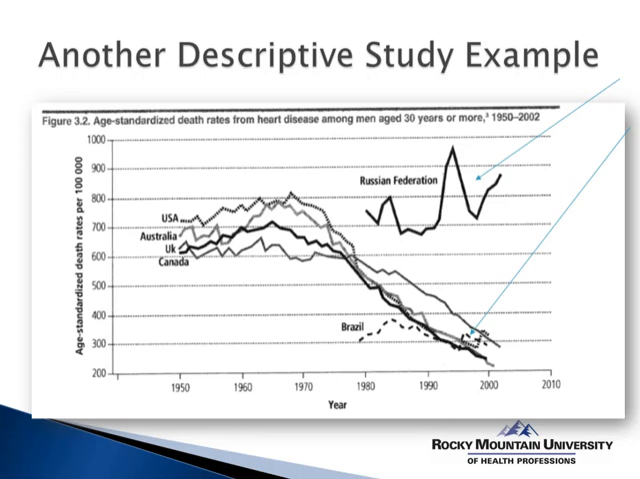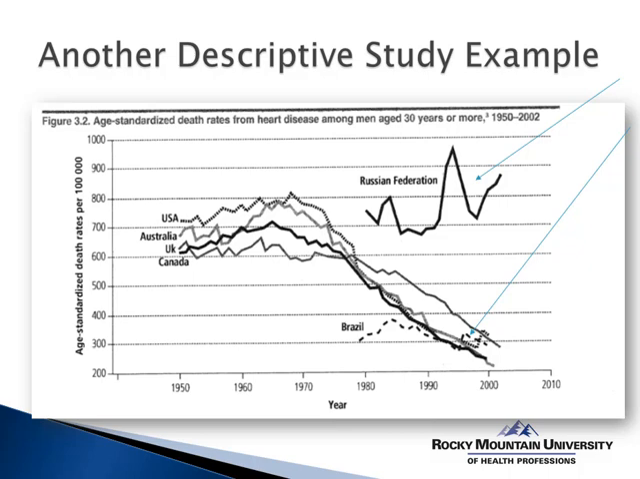Here's another descriptive study example. So we're looking at age-standardized death rates from heart disease among men aged 30 years or more from 1950 to 2002. So what do we see? Well, we see a lot of Western countries with death rates that are quite similar. And then we start to see a decrease in the death rate that occurs, maybe mid 70s, definitely starts shooting down in the 1980s. So we see a pattern there. We can't say why that occurred, but we can start to speculate.